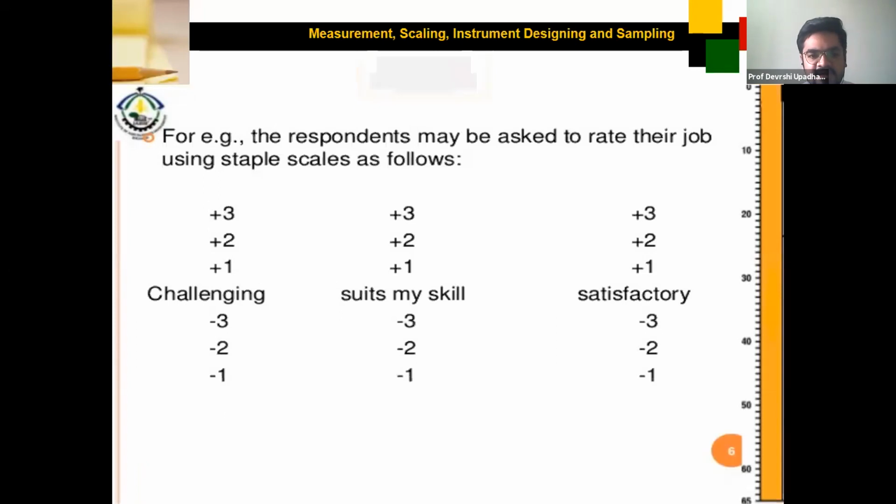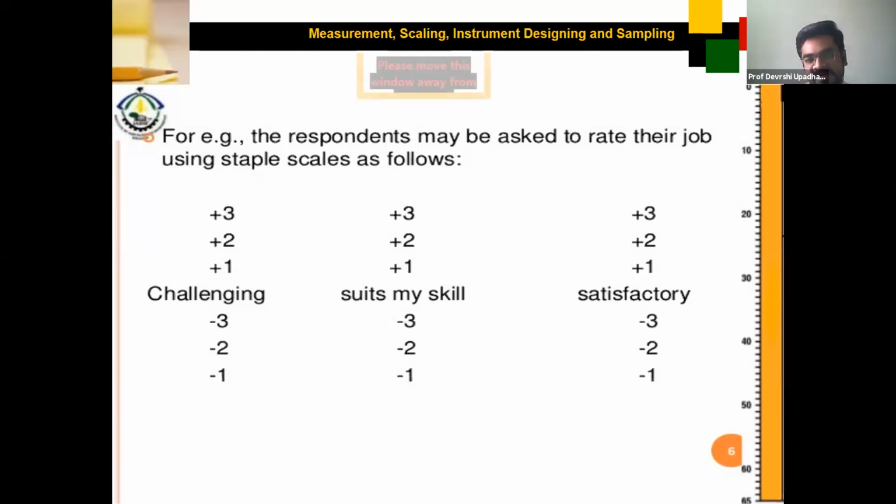Okay, for example, I give another example. The respondent may be asked to rate their job using the Stapel scale as follows. I have given three criteria, or three scales. The first is challenging, the second is suits my skill, and the third is satisfactory. For the first parameter, challenging, if you think that your job is more challenging as compared to your colleague's or your peer's job, you can score +3.